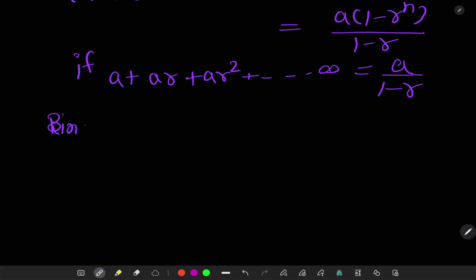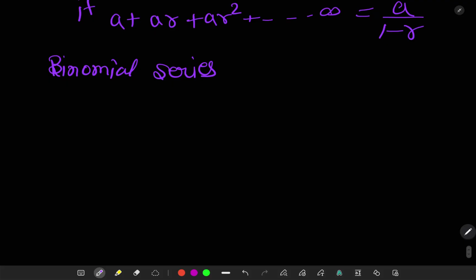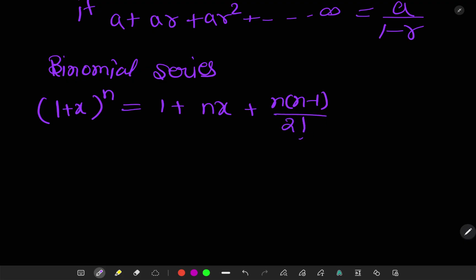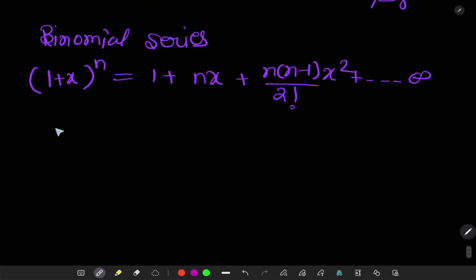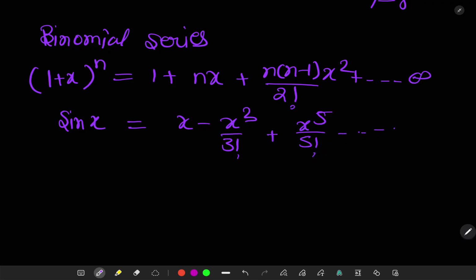Now binomial series. For 1 plus x raised to power n, we can write here this, up to so on. And for sin x series, we can write here x divided by 3 factorial plus x raised to power 5 divided by 5 factorial minus up to infinity.